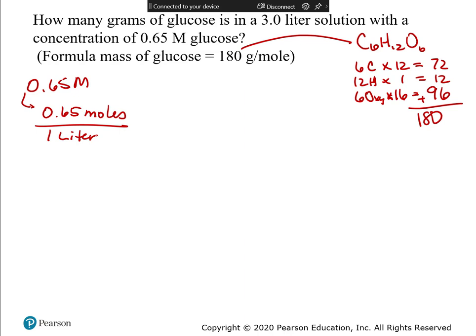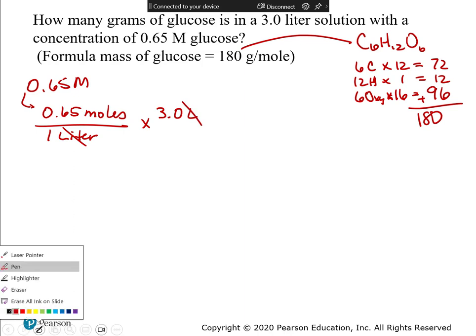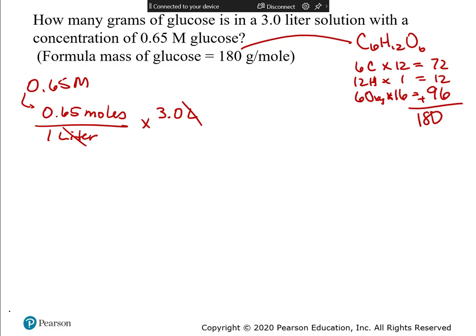Now I multiply it times what? Times 3.0 liters. So do you see that liters and liters will cancel? So 0.65 times 3 tells me the number of moles. Concentration times volume tells you the number of solute molecules.